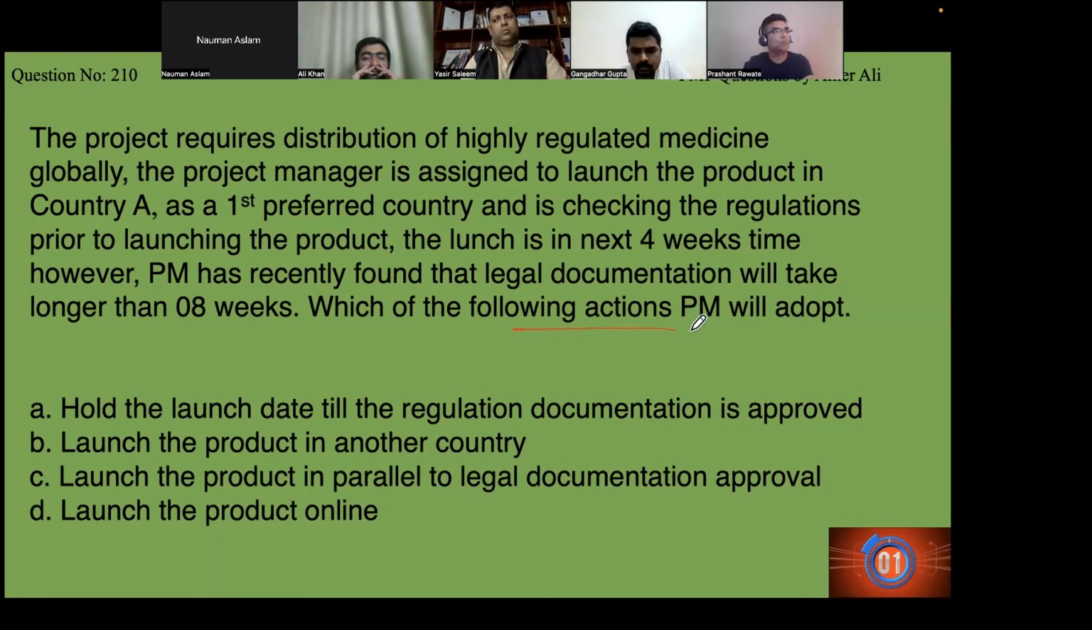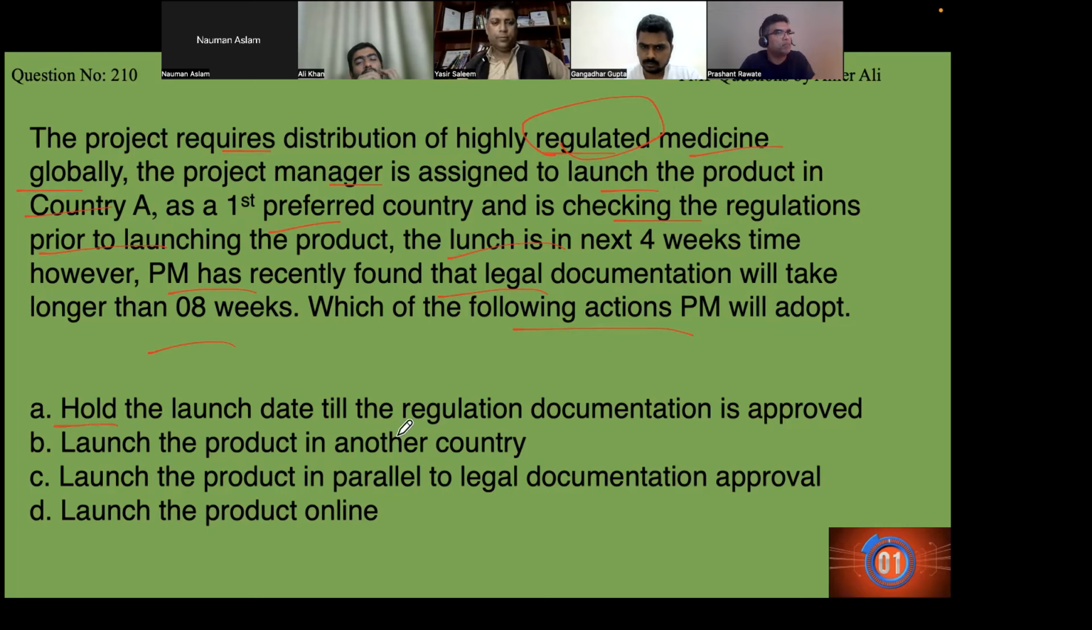Which of the following actions will the PM adopt? The project requires distribution of highly regulated compliance requirement medicines globally. The project manager is assigned to launch the product in country A as it is a preferred country and is checking the regulation prior to launch. The launch is next week. The PM has recently found that the legal documentation will take more than 8 weeks. Which of the following actions will he do?